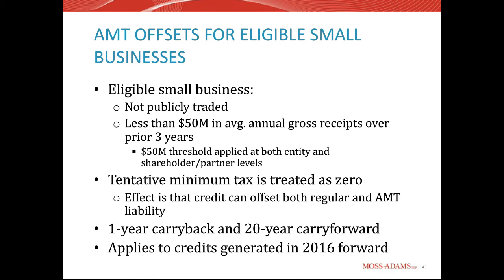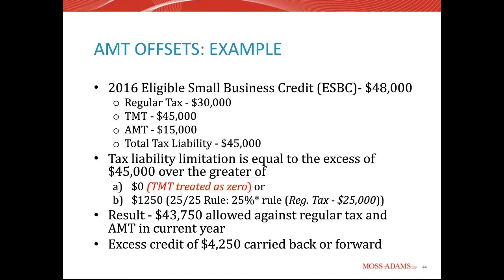To illustrate an example of how this would work, assume that in 2016 there was an eligible small business R&D credit of $48,000. The regular tax for this company is $30,000, tentative minimum tax $45,000, which means that the alternative minimum tax is $15,000. The total tax liability in this case would be the $45,000.